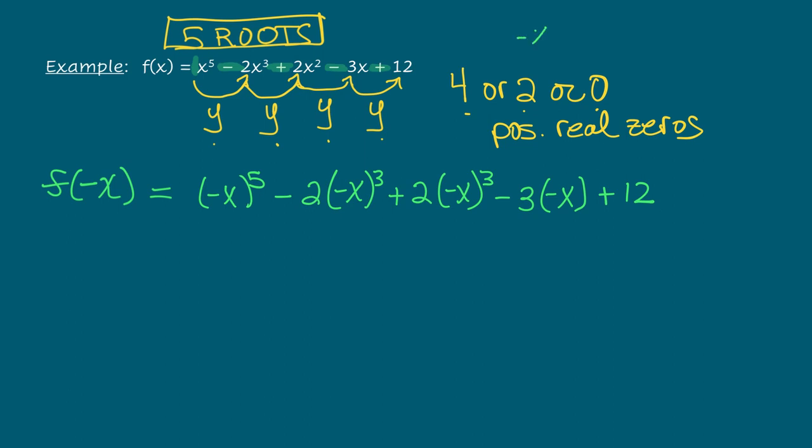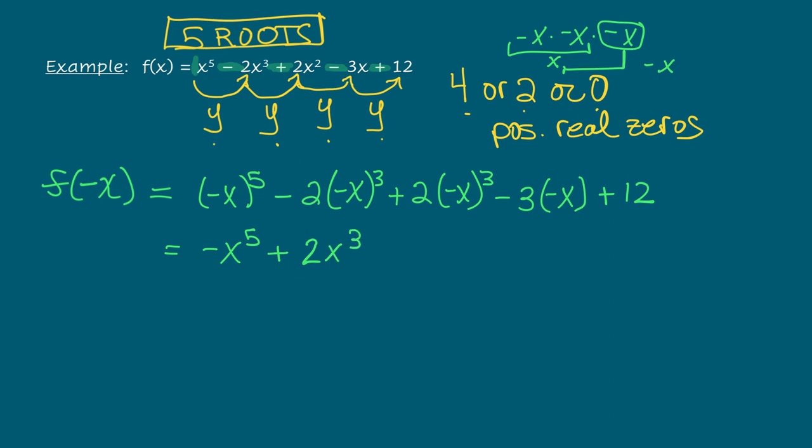If I take negative x times negative x times negative x, these two become positive, but when I then multiply this one times this one again, I end up with a negative result. So anytime I have that odd man out over here, it negates my answer. So negative x to the 5th stays a negative answer. Negative x cubed becomes negative x cubed, so negative x cubed times negative 2 becomes positive 2x cubed.